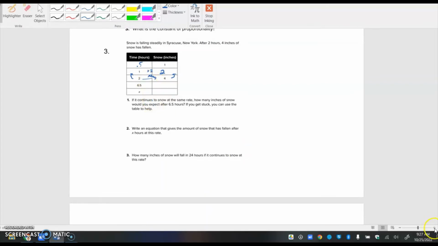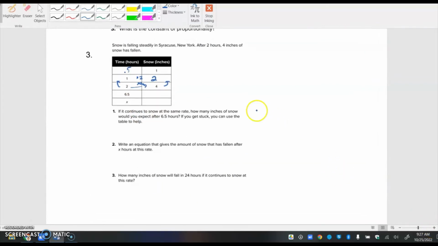Let me kind of zoom in a little bit here, make this a little bit bigger for you. There you go. Okay. So I know every 1 hour that goes by, it snows 2 inches. So again, this table can be really helpful. So how do I go from 6.5 hours to figuring out how many inches of snow fell? Well, again, I'm just multiplying that by 2. That would give me 13 inches.